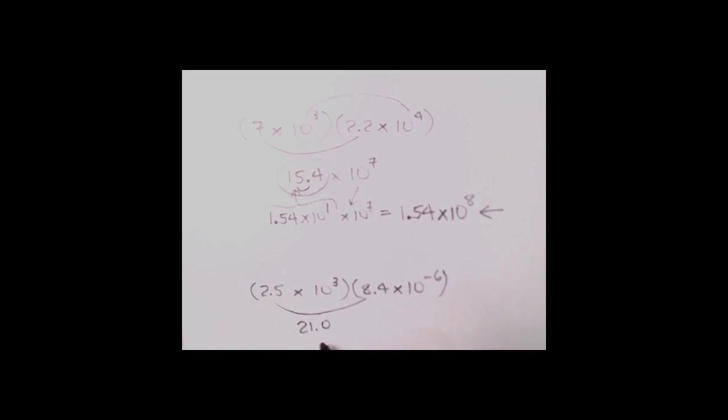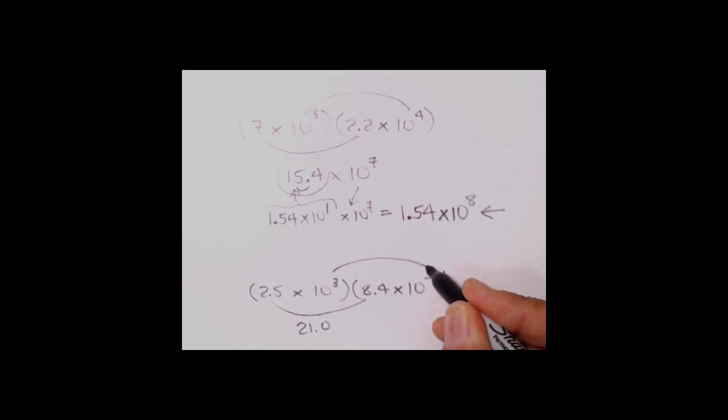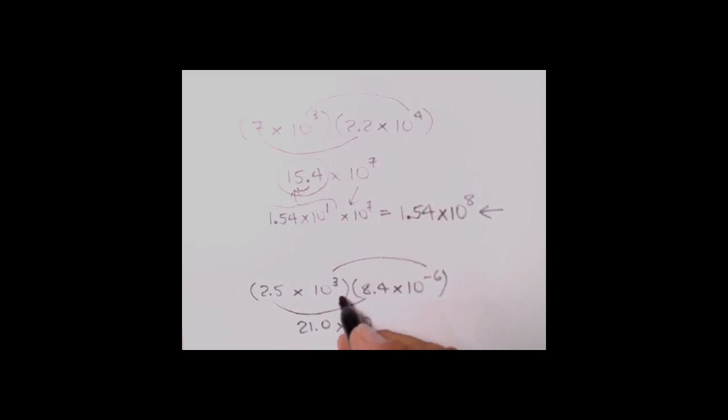21.0. Now we're going to have to fix that up in a moment. But let's do the powers now. Times 10 to the 3 and negative 6 would give me negative 3. Well, once again, look at this. We got to do a little doctoring here. It's not in proper form, but that's not difficult to do.